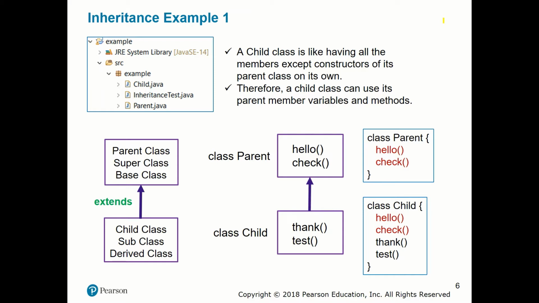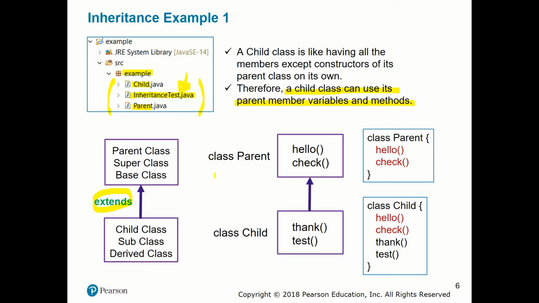This is an inheritance example. A child class is like having all the members except constructors of each parent class on its own. Therefore, child class can use each parent's member variables and methods. This is an example structure. The example package has three classes: Parent class, Child class, and InheritanceTest class. The main method is here, and we need to use the extends keyword to inherit the parent class.